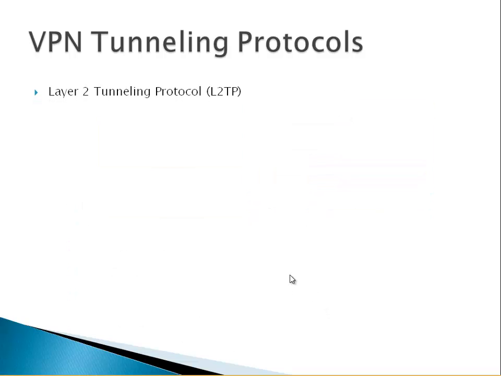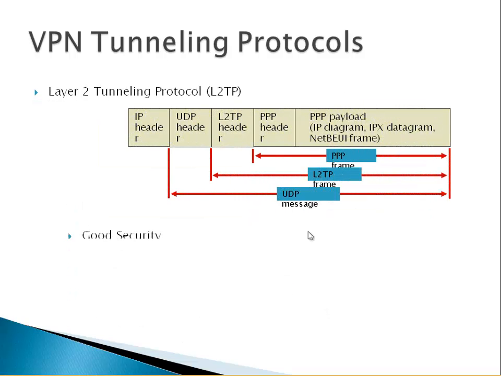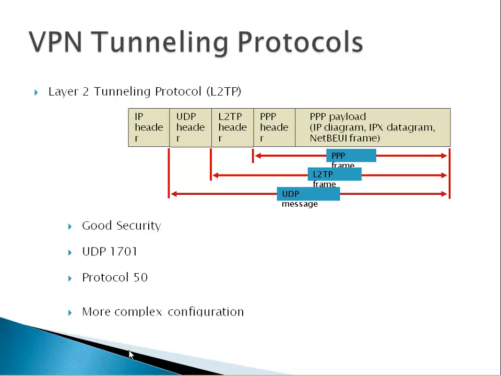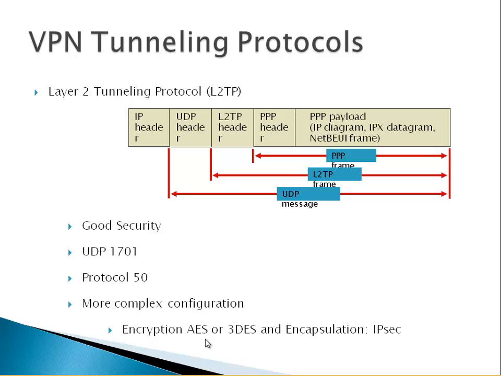Then we have Layer 2 Tunneling Protocol. Layer 2 Tunneling Protocol has better security than PPTP. It uses UDP port 1701, protocol 50, and it's a more complex configuration because it can involve certificates. Encryption uses AES or triple DES, and encapsulation uses IPsec.